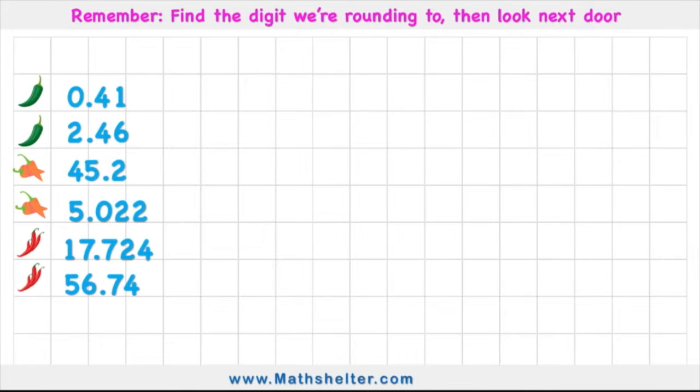So the thing we're going to look at and remember today is that we need to find the digit we're rounding to and then look next door to help us round. So because today we are looking at rounding to the nearest whole number, we are going to be rounding to the nearest number after the decimal on the left hand side here. So we know our starting position, and all we're going to do is look next door to help us understand how to round.